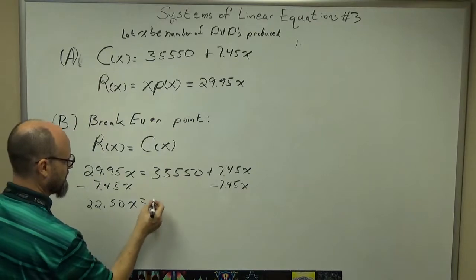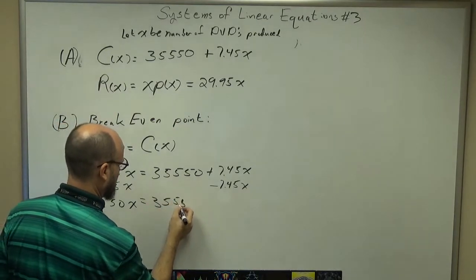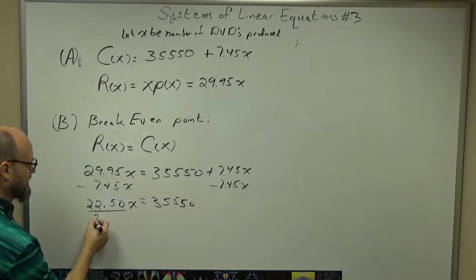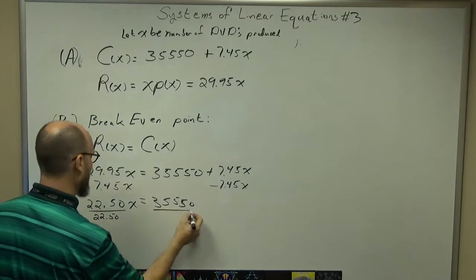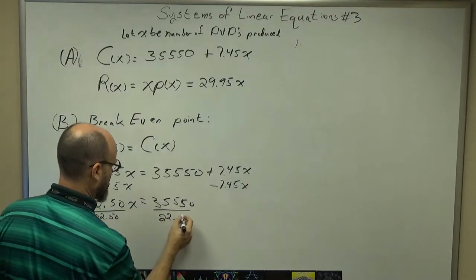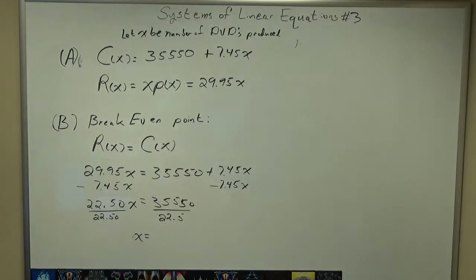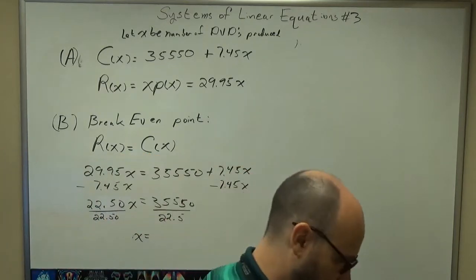So you have 22.50x equals 35,550. Divide by 22.50 or 22.5 to solve for x. And let's see, I'm going to want to use a calculator for that. So let's see if I get it right. 35,550 divided by 22.5, and I got 1,580.